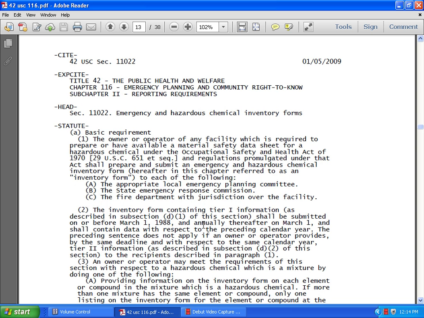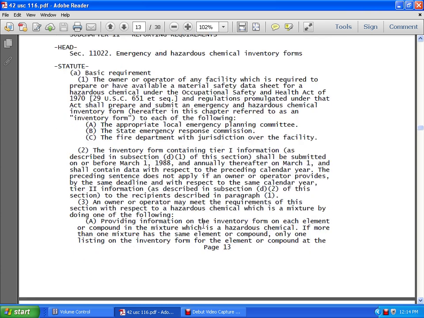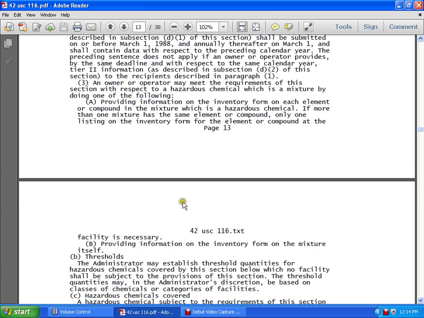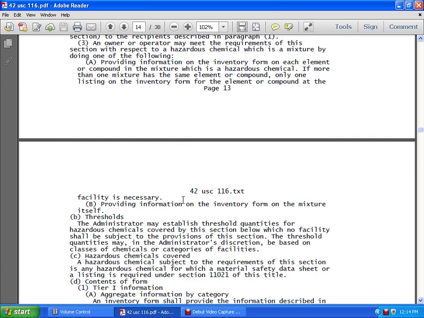(2) Tier II information. The owner or operator may meet the requirements of this section with respect to hazardous chemicals which are mixtures by doing one of the following: (A) providing information on the form on each element or compound in the mixture which is a hazardous chemical. If more than one mixture has the same element or compound, only one listing of the element or compound at the facility is necessary. Or (B) providing information on the inventory form on the mixture itself.